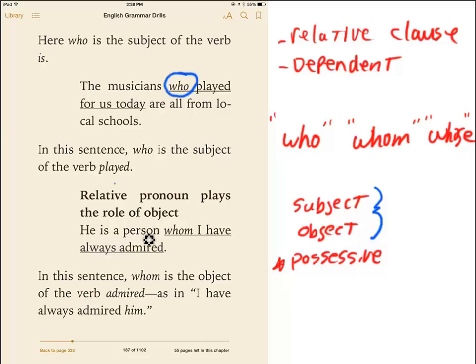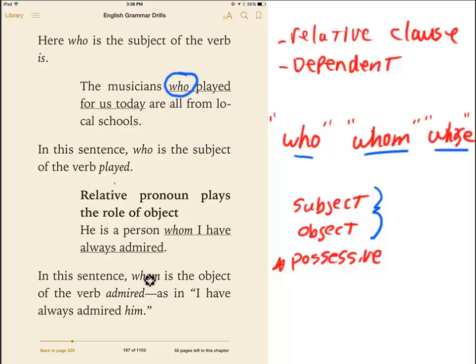He is a person. It deals with a human, so I must use either who, whom, or whose. I have to decide which one, and they use whom. He is a person whom I have always admired. Who do you admire? This admired is the object. This whom is the person being admired. The action is happening to the person. He does not admire, he's being admired. So that makes it the object.